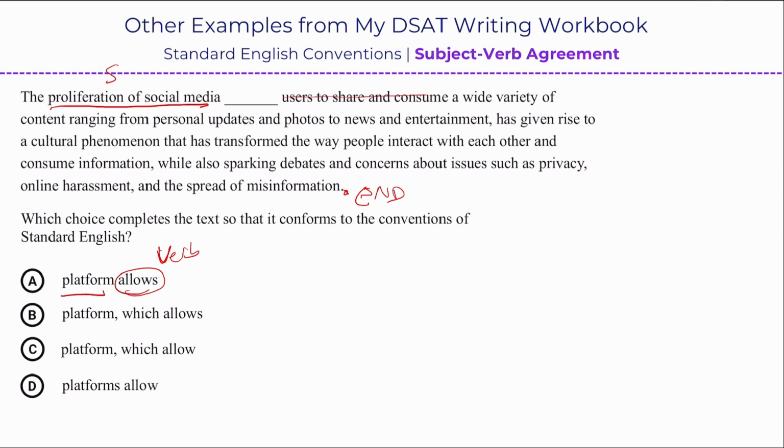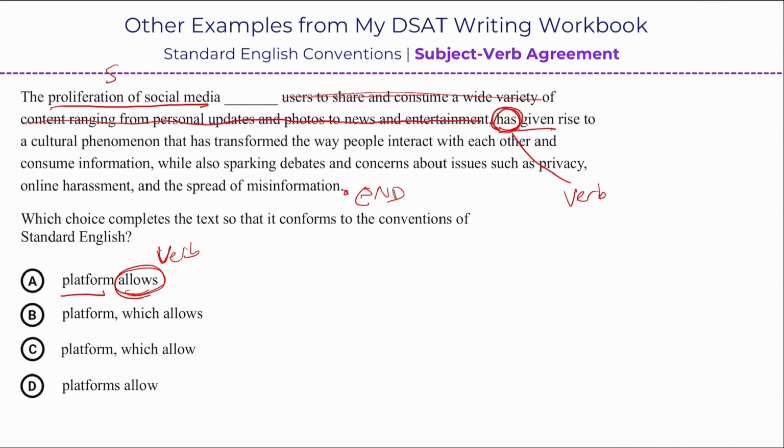So can you see how here we have another verb, right? So this is where we have two main verbs, allows and has, right? That's not properly formed. This is like me saying Jack is smart, gets good grades, right? The proliferation of social media platform allows users to do this, has given rise to a cultural phenomenon, is not grammatically correct. Okay? We cannot have a sentence structure where we have two main verbs like this, in this way. So this is why A is going to be incorrect.